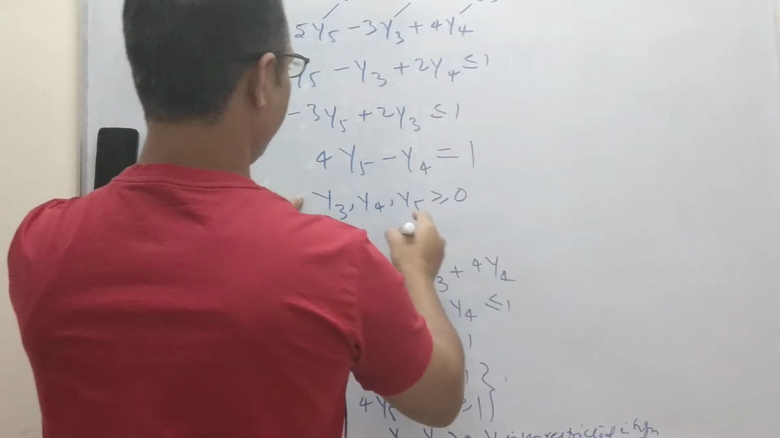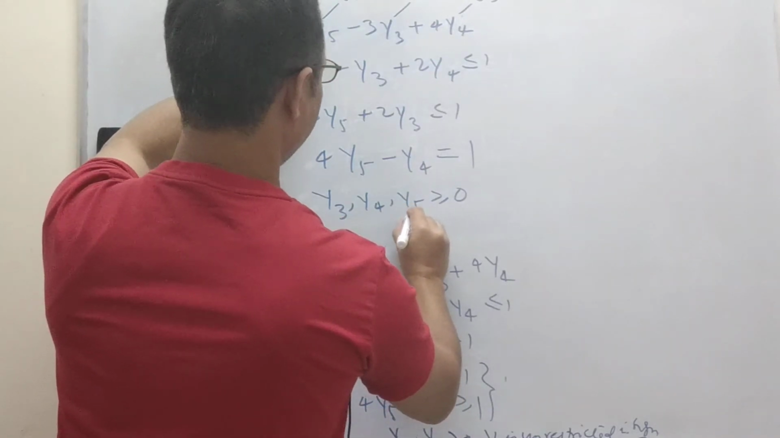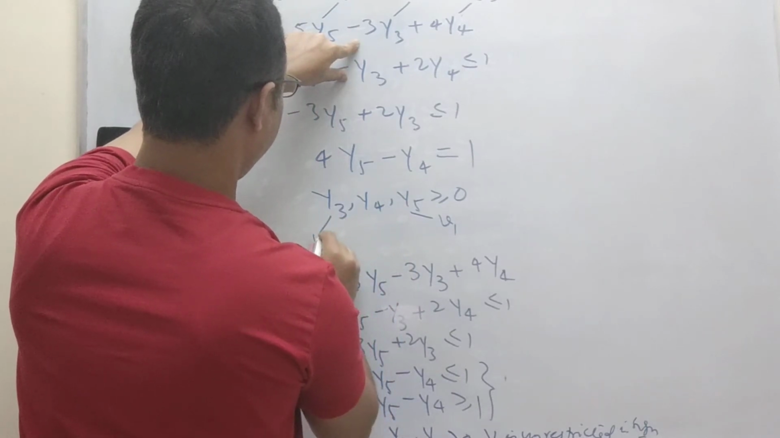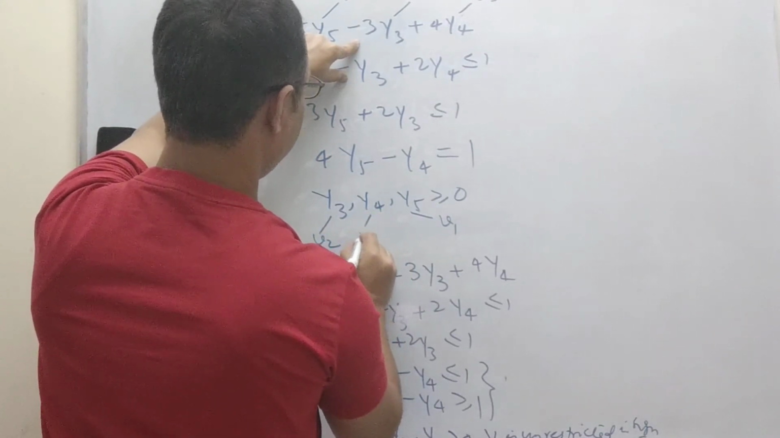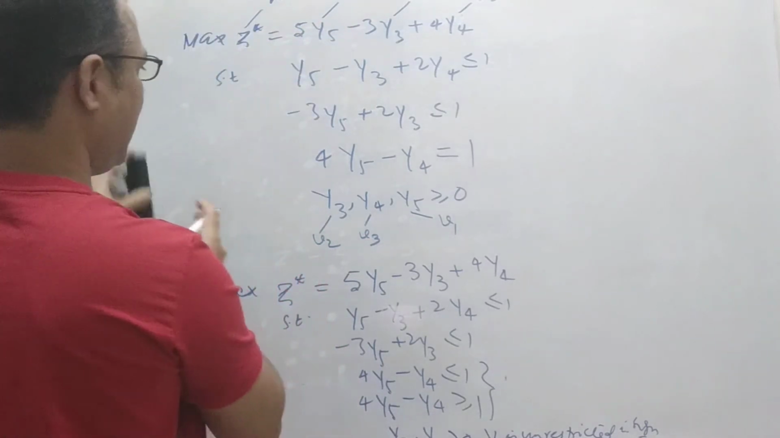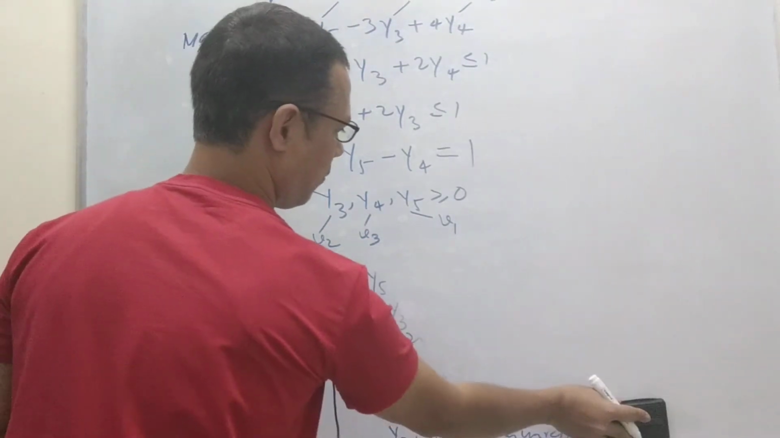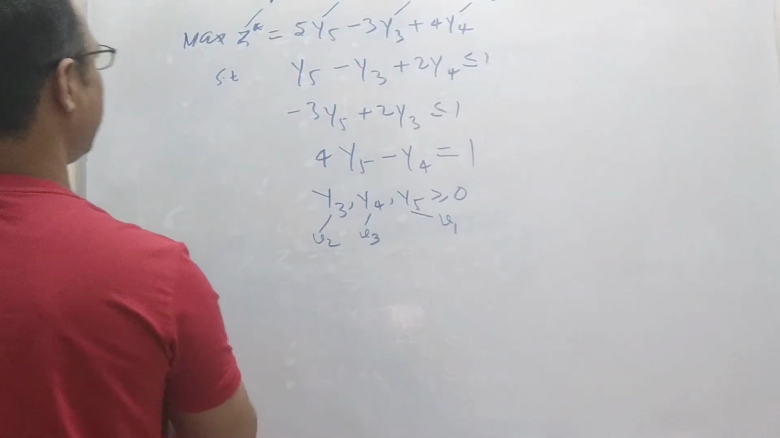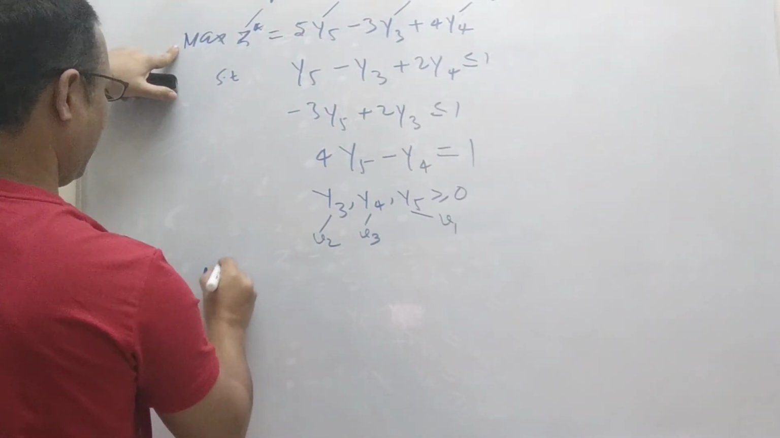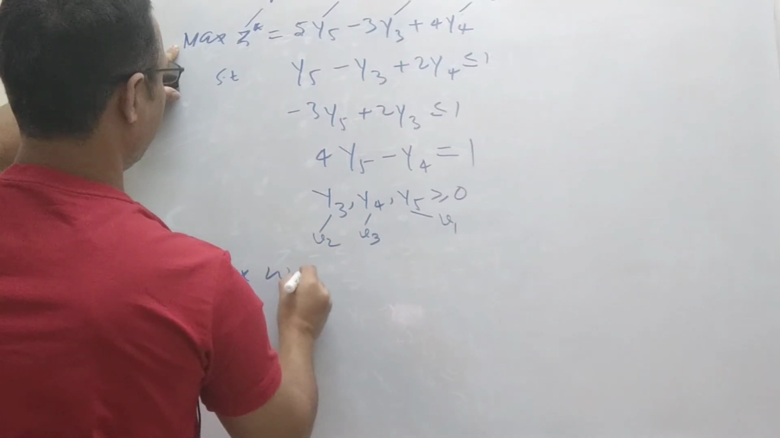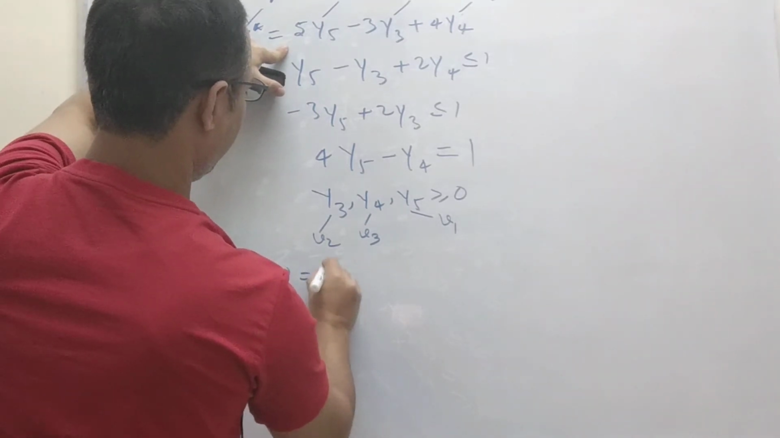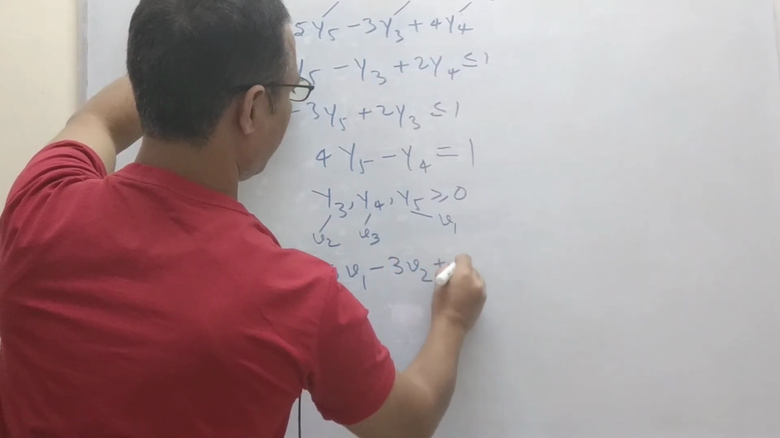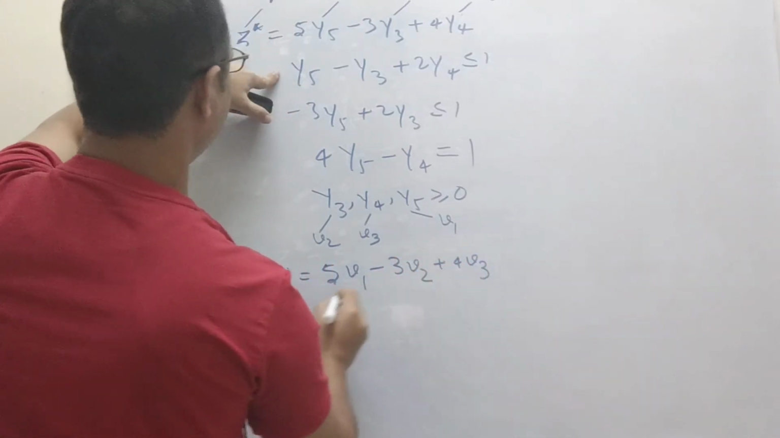So y5 can be replaced by v1, and y3 can be replaced by v2, y4 can be replaced by v3. So now we can write in this form, because y5 is unrestricted in sign. So now we can say like this: max w is equal to 5v1 - 3v2 + 4v3.